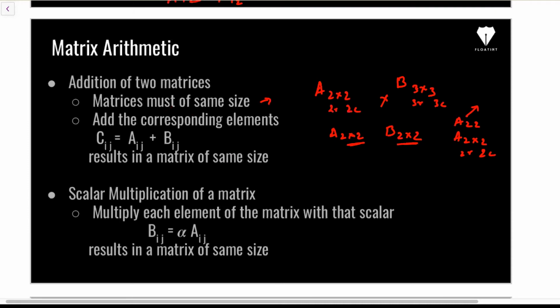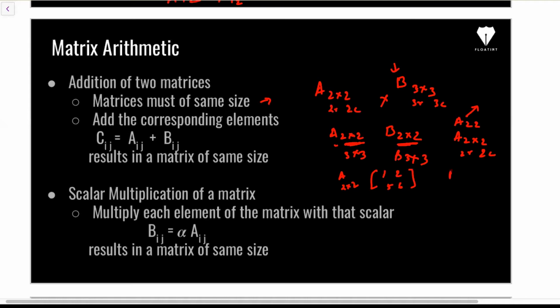We were talking about addition of two matrices. If you want to add two matrices, they should have the same size, that is 2 cross 2. If you are adding, you have to get a 2 cross 2 matrix. If it is 3 cross 3, then you can add it with a matrix B that is 3 cross 3, like this. If I want to give you an example, let's say I have taken 1, 2, 5, 6. This is A, a 2 cross 2 matrix.